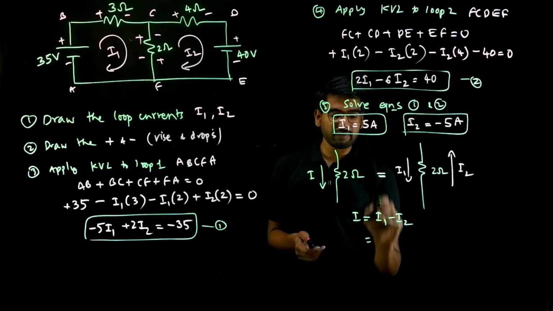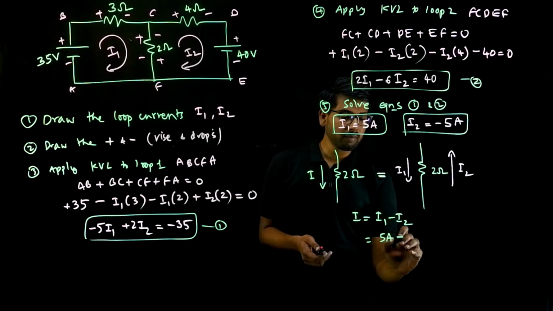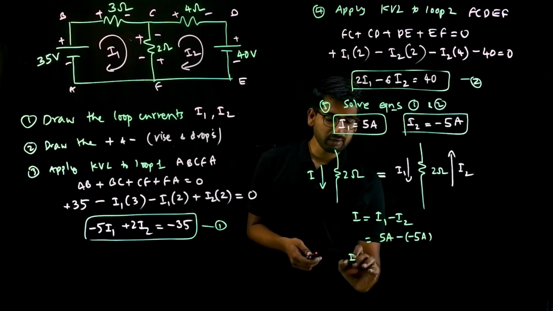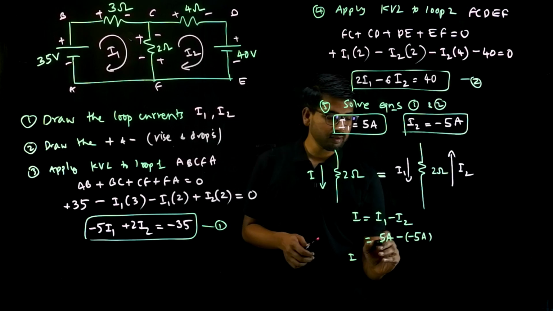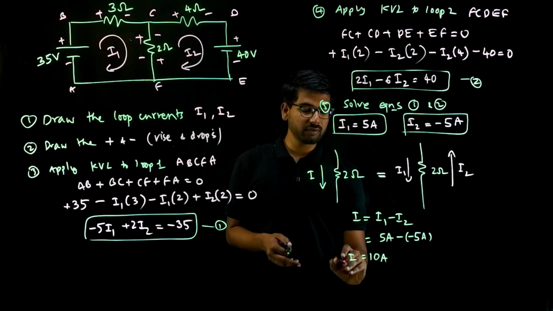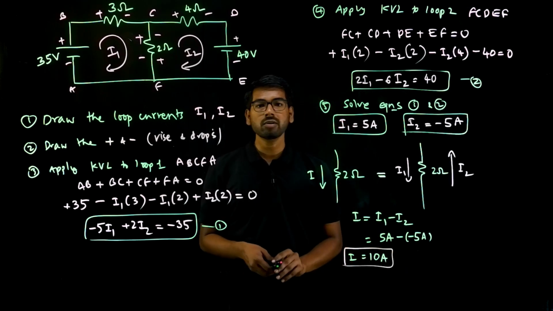So I1 is 5 amps minus I2, which is minus 5 amps. So the total current through 2 ohm resistance is 5 plus 5, minus and minus is plus, so 5 plus 5 is 10 amps. So this is a very simple question for 6 marks.